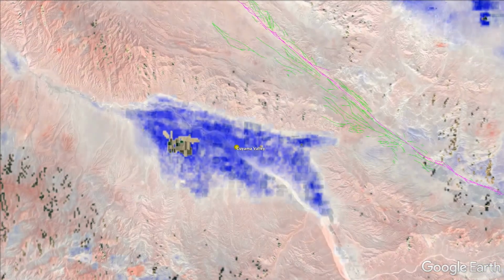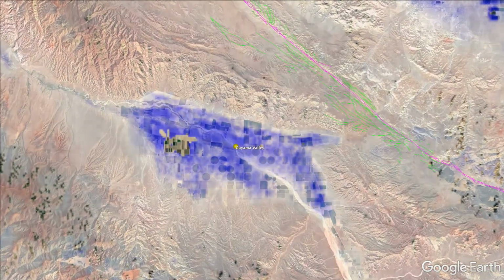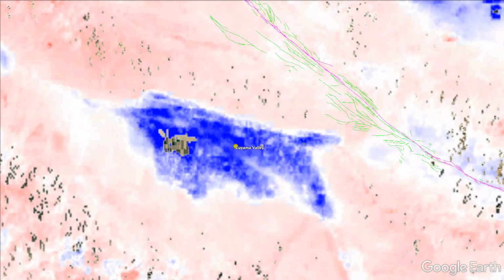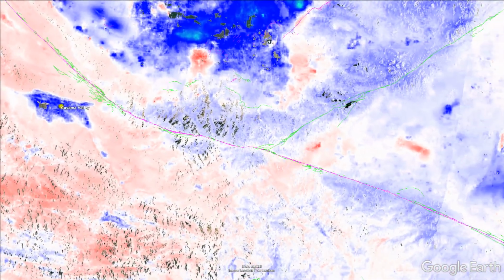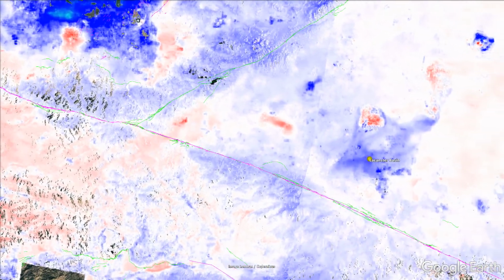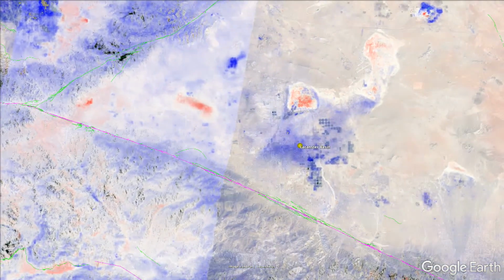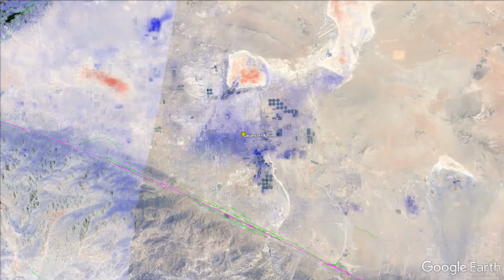For example, the Kuama Basin shows some subsidence perhaps associated with water extraction. A similar subsidence signal is seen in the Lancaster Basin.